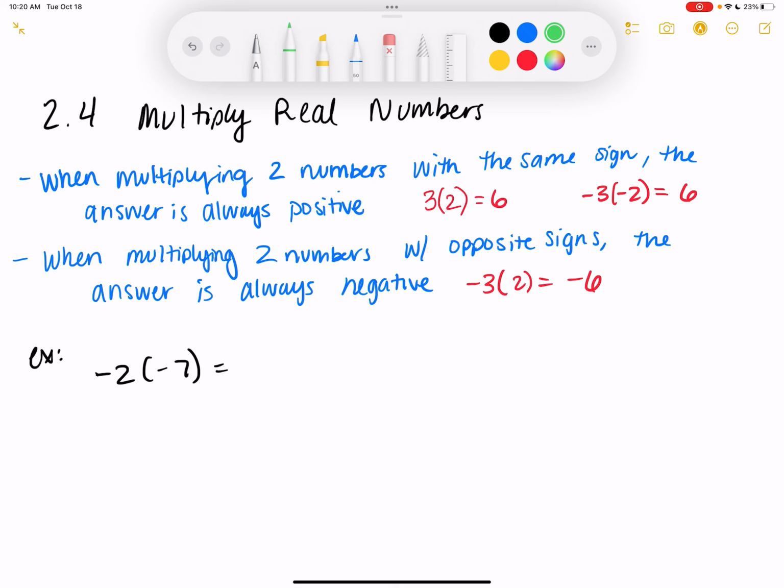Positive 5. Multiplying. Oh, goodness. 14, is that what you said? I'm so mad. Positive 14. I forgot what we were doing for a second. It's okay. My brain isn't functioning.